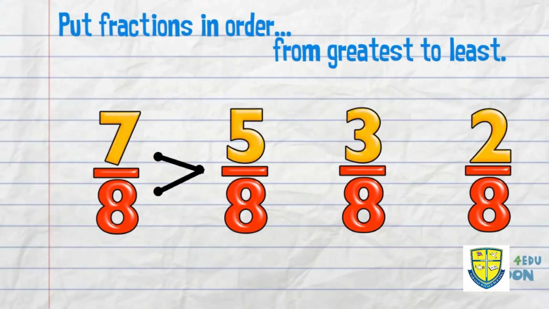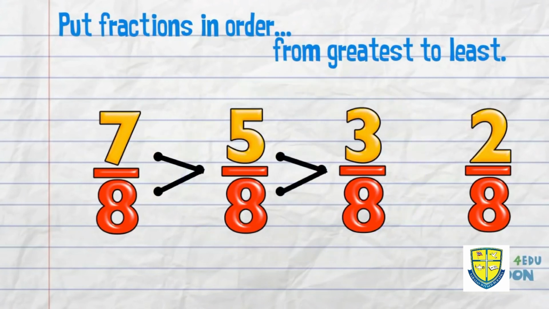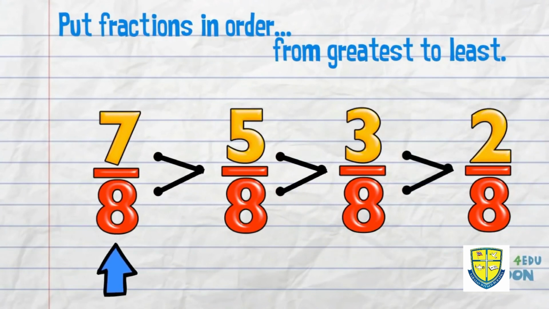And again, between 5/8 and 3/8. 2 dots by the greater fraction, 1 by the smaller fraction. 5/8 is greater than 3/8. And the last one, put in the dots, and there's our sign. So we have written 7/8 is greater than 5/8, which is greater than 3/8, which is greater than 2/8.